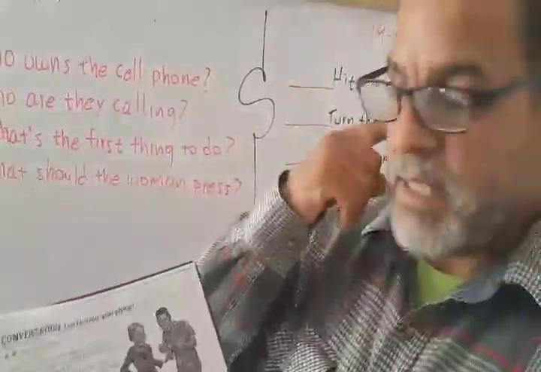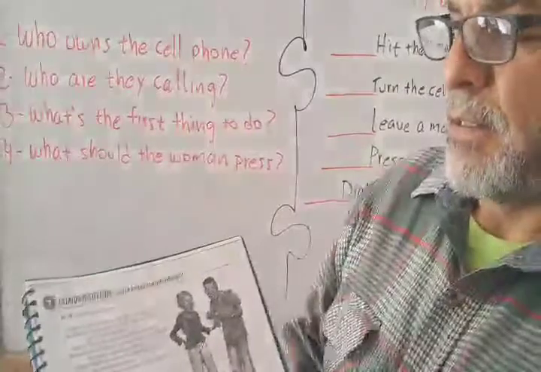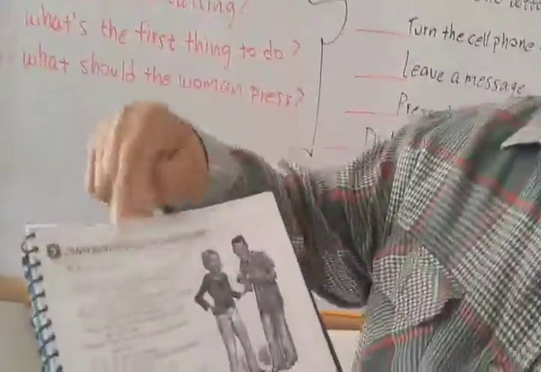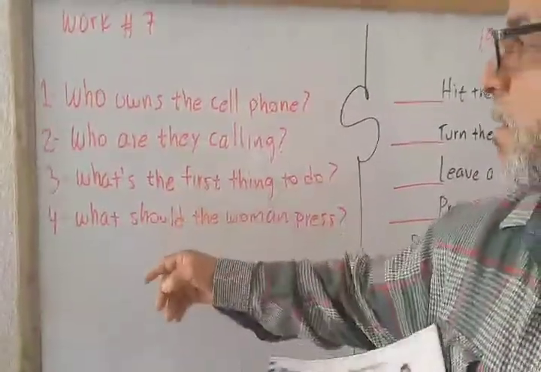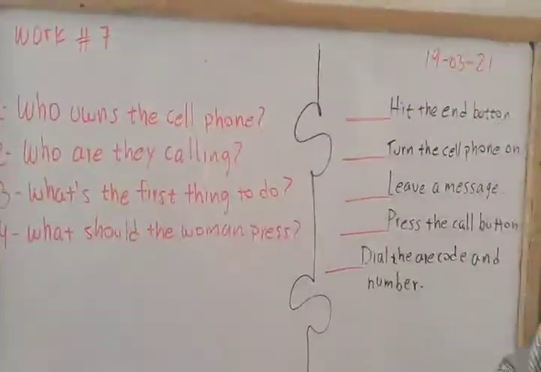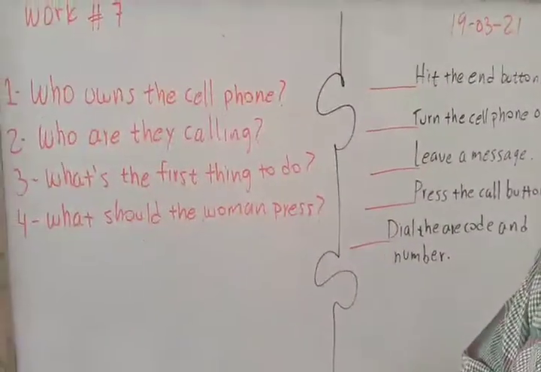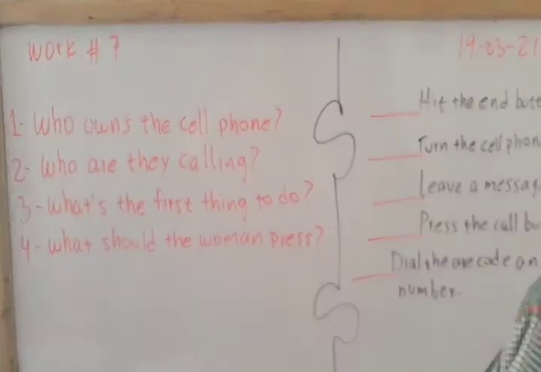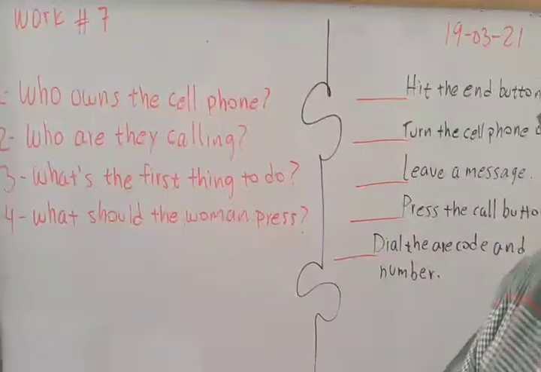Okay, you're going to listen and practice. It's a conversation with Jenny and Richard. We have four questions for this conversation. Question number 1: Who owns the cell phone? ¿De quién es el celular? Number 2: Who are they calling? ¿A quién están hablando ellos?